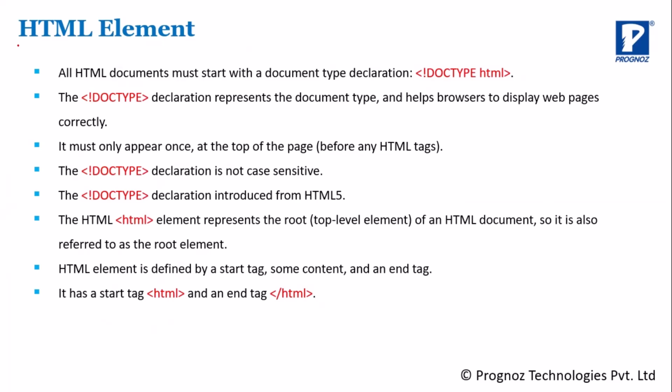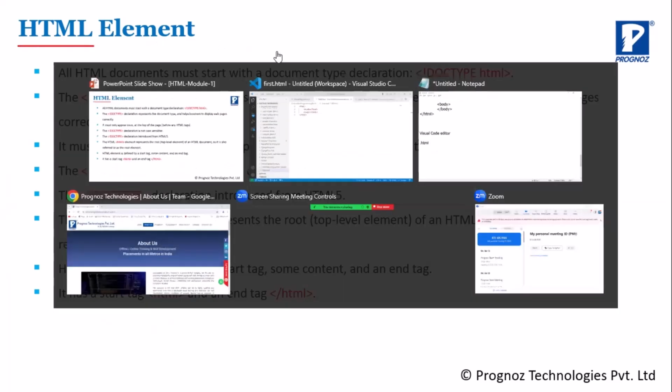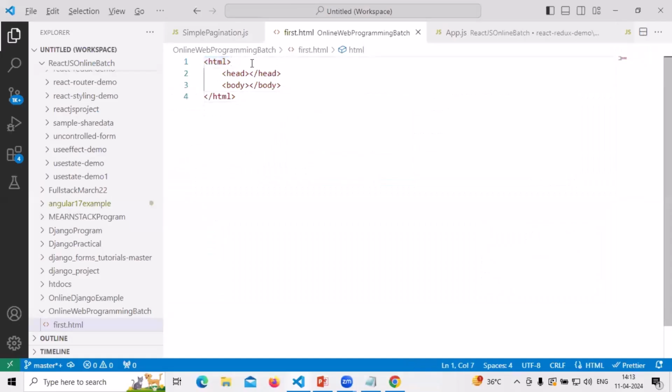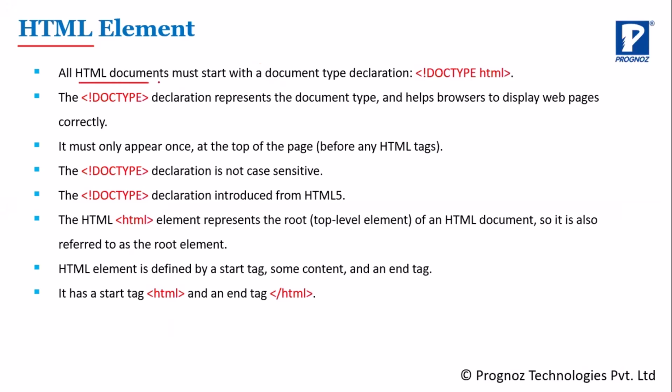The first one we are going to discuss is the HTML element. You are looking at the root element, the HTML element. Every HTML document must start with an element called doctype HTML. What is the meaning of doctype HTML? That means it is going to represent the document as HTML, so that the browser will display the web page correctly without giving any error. So we can see the information correctly. That's why we need to write the doctype HTML.